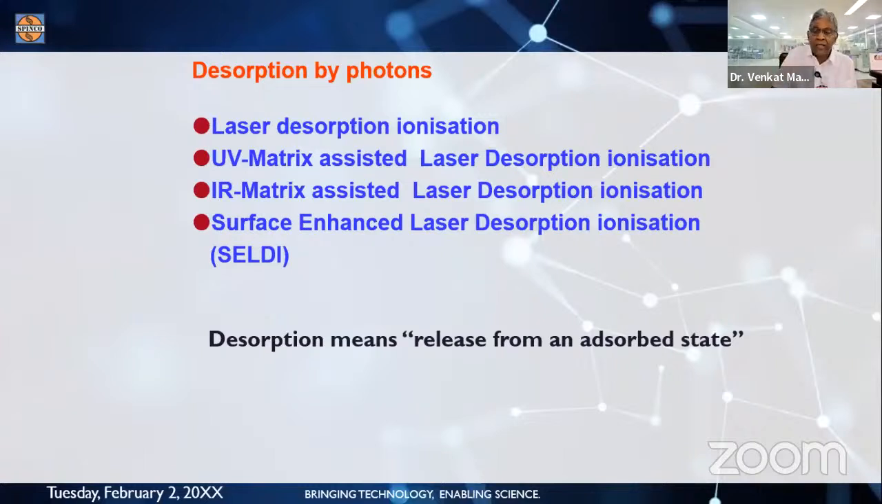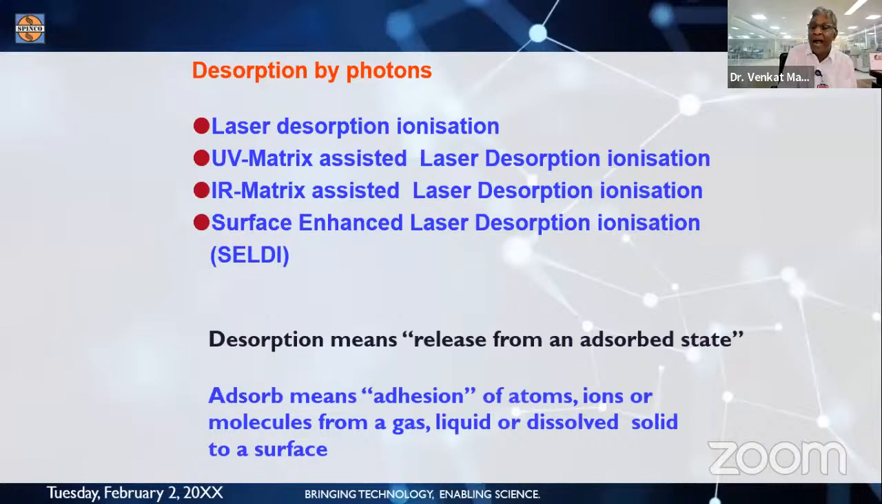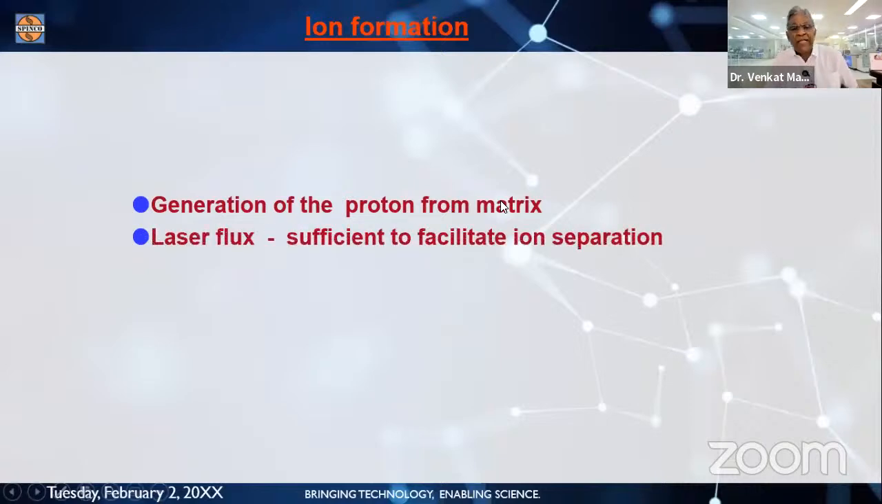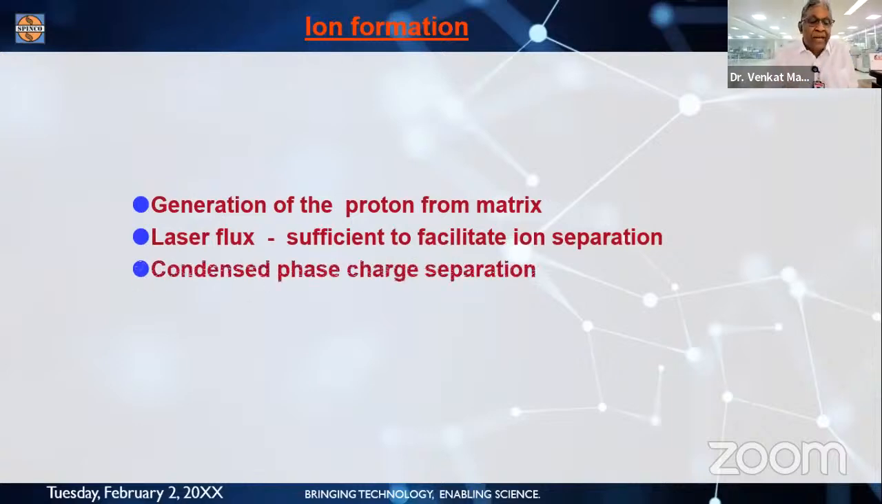And what does desorption mean? Release from an adsorbed state. What is adsorption? Addition of the atoms. That's all. Fantastic. Now, when you do this, how does it work? It generates a proton from the matrix. When you generate the proton from the matrix, the laser energy is sufficient to facilitate the ion separation. Then you produce a condensed phase charge separation. When it happens, the ionization occurs. This is called soft ionization.